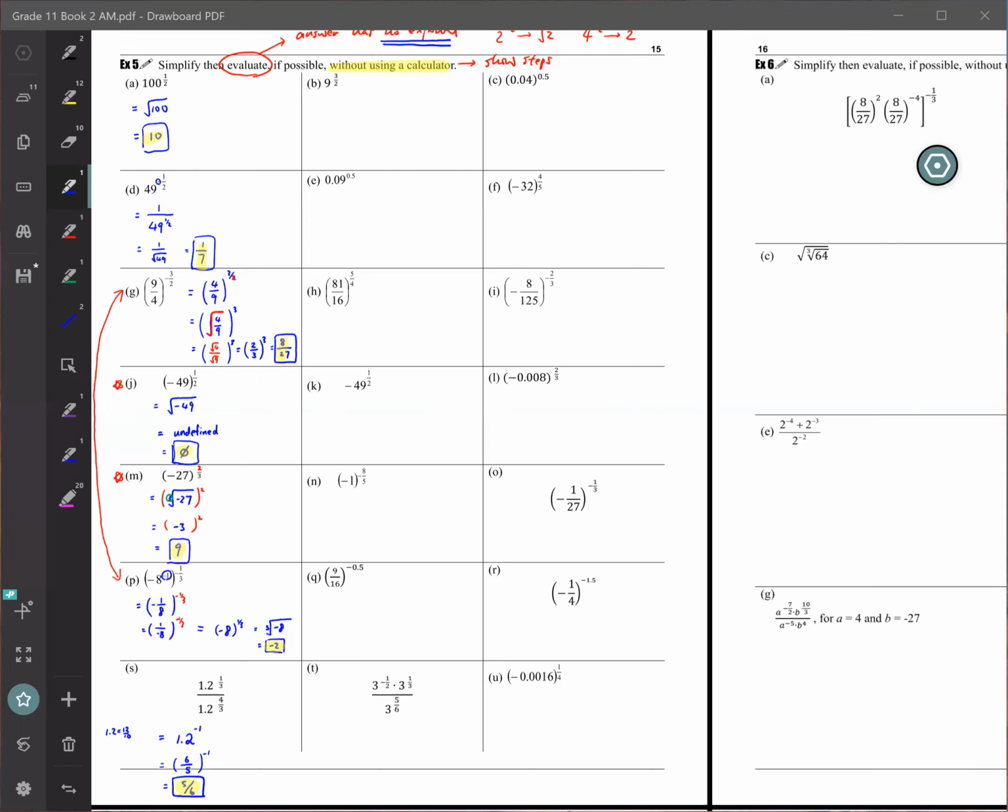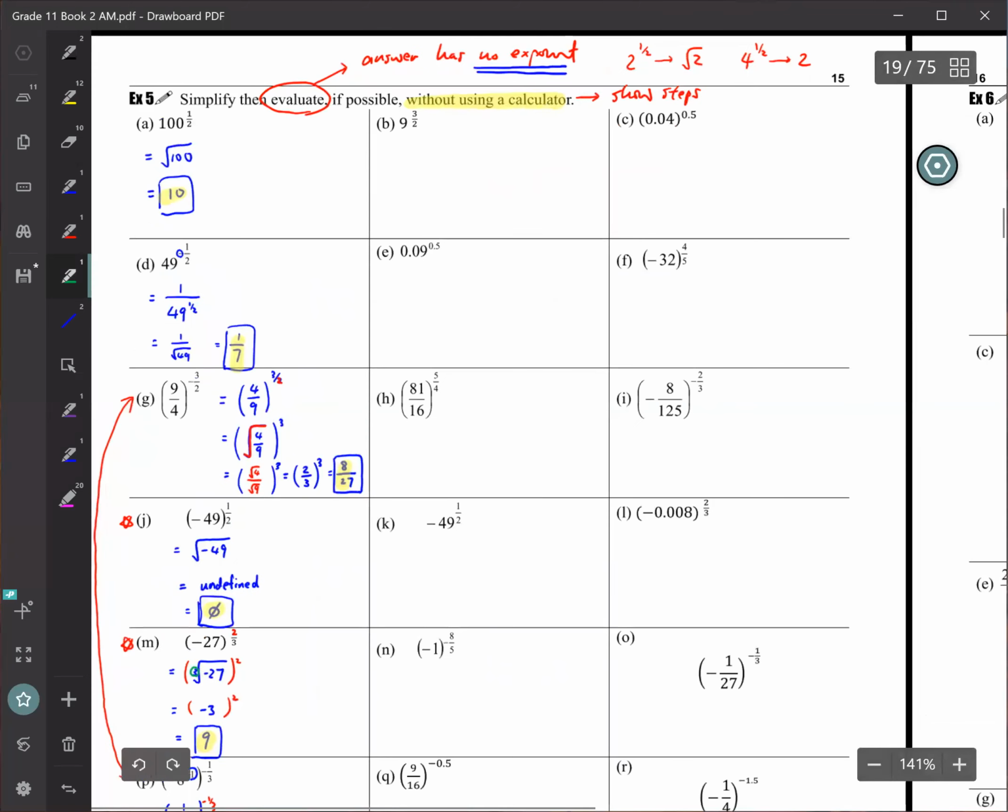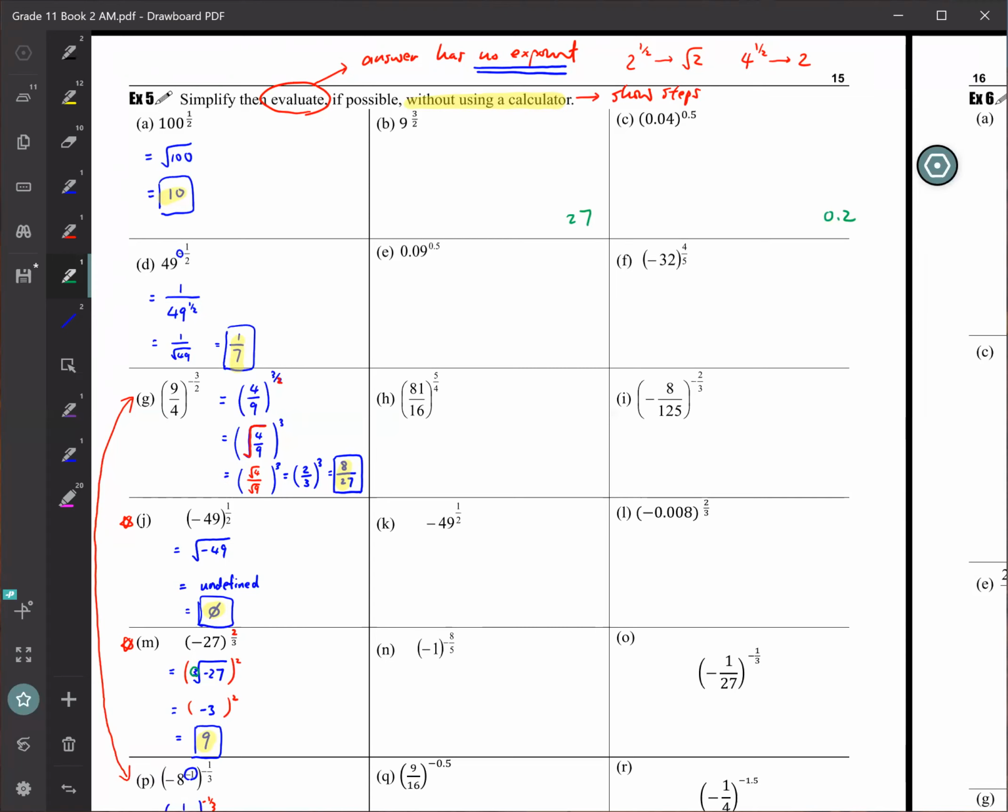Please raise your hand if you finished. Okay, let's collect some answers first. Brennan, what's your answer for B and C? 27 and 0.2. Okay. And Aaron, E and F? 0.3 and 16. Okay.